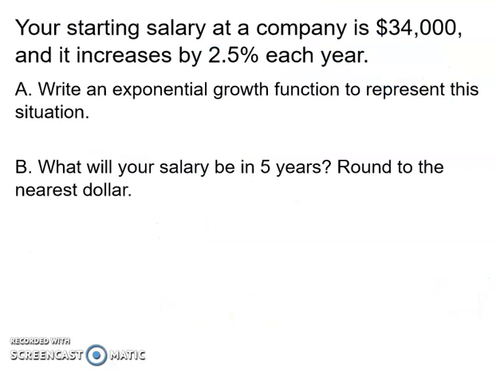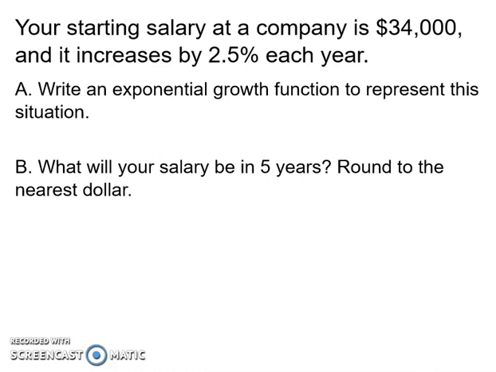All right, sweet. Here we go. Ooh, word problem. Your starting salary at a company is 34,000 buckaroos, and it increases by 2.5% each year. It's asking us to write an exponential growth function to represent this situation, and then what will your salary be in 5 years? Round to the nearest dollar.